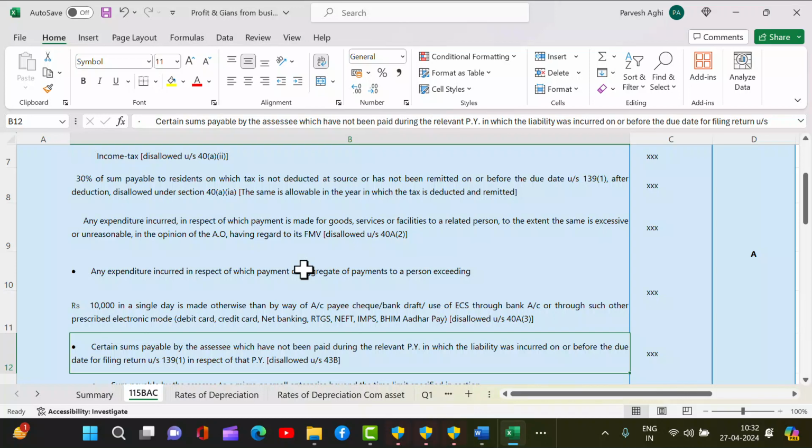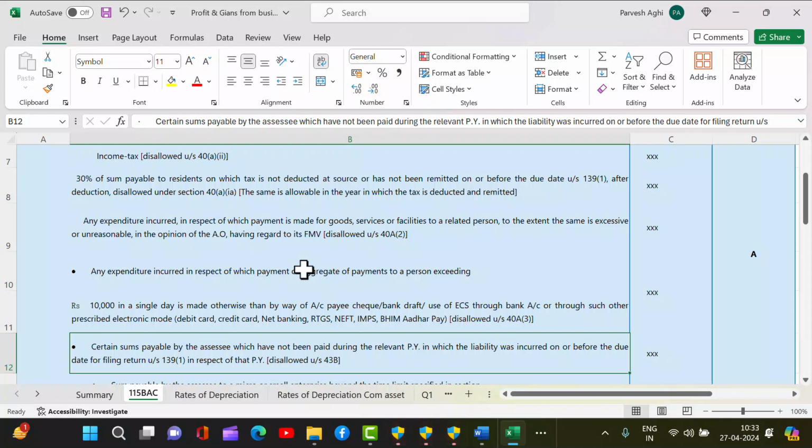Certain sums payable by the assessee which have not been paid during the relevant previous year in which the liability was incurred, or on or before the due date for filing return under Section 139(1) in respect of that previous year, are disallowed under Section 43B. Now, there are certain expenses which are allowed only if you have paid that amount in the previous year or before the filing of the tax return, whatever date is applicable to you, whether it's September or October, depending on what kind of assessee you are.